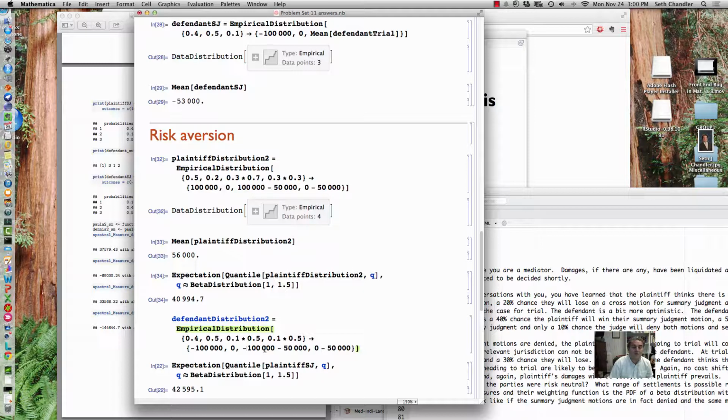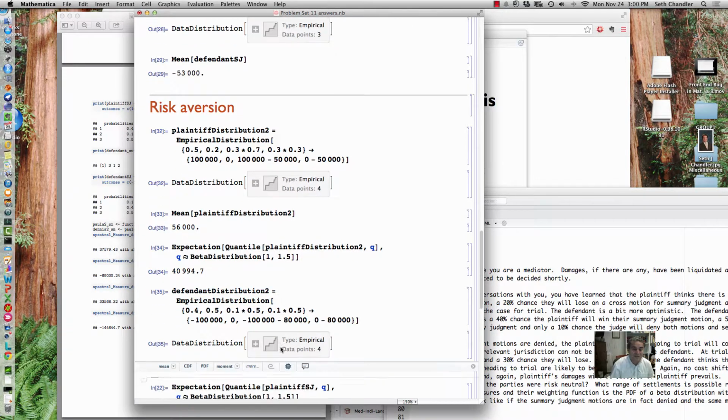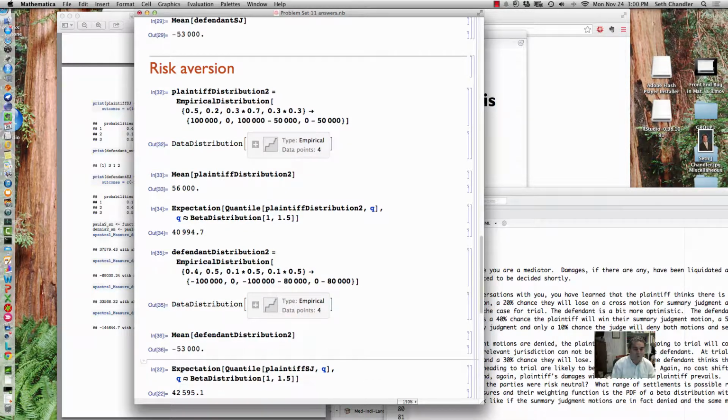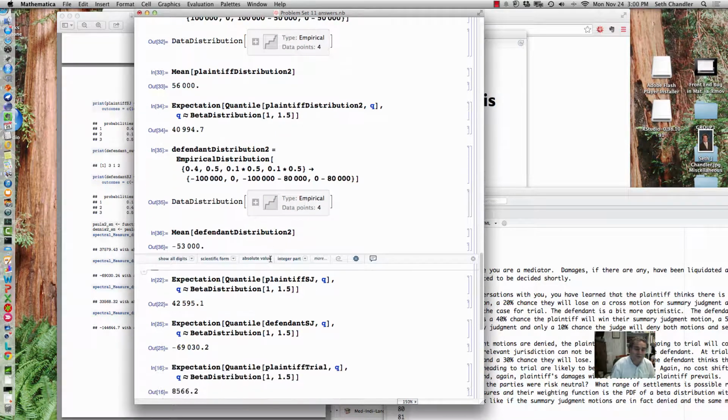No, at 180. His costs were more. Yeah. Oh, right. Thank you. And otherwise, if they win, they're only out $80,000. Okay, and so if the defendant were risk neutral, this should be the same number as we got before, of negative 53,000. And I'm breathing easy that it is.